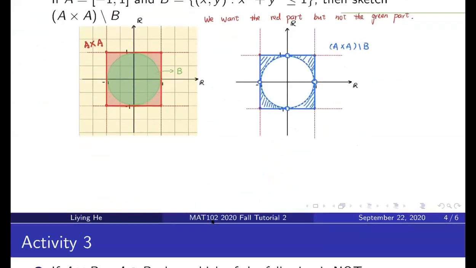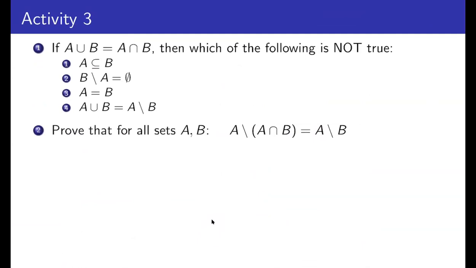Yeah, okay. Last activity. You guys are free to leave now, but if you want to stay, I will cover the rest of the activity. It's being recorded, so even if you leave, you can still watch the recording. Part 1: if A union B equals A intersect B, then which of the following is not true? I'll give you 1 minute to think about it, and then we'll take it up.